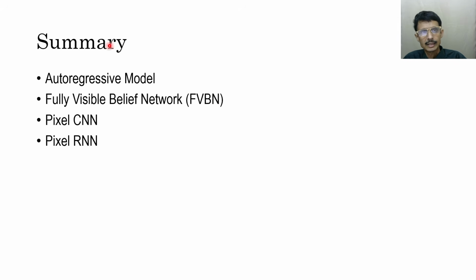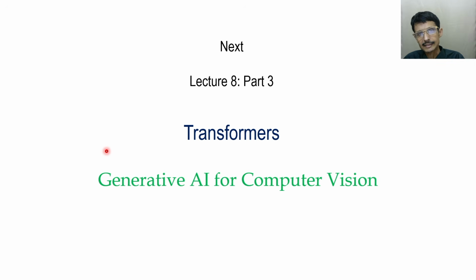So in summary, in this lecture we introduced autoregressive models, fully visible belief networks, and PixelCNN. In the next lecture we start transformers. Thank you very much.